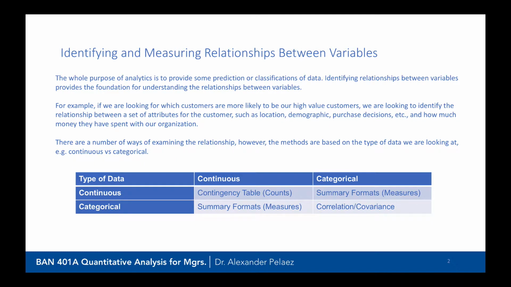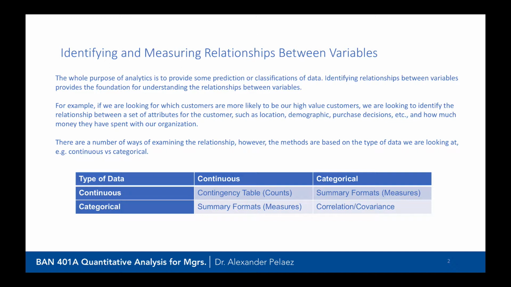One of the things that we want to do is understand relationships between variables. The reason this is important is that if we're looking for an association or a cause and effect, then two variables will have to either move in the same direction or move in opposite directions. The whole purpose of doing analytics is to provide some prediction or classification of data, and those classifications and predictions are going to be based on the relationships between the variables. So it's important to have a good foundation for understanding how these relationships are quantified and analyzed.